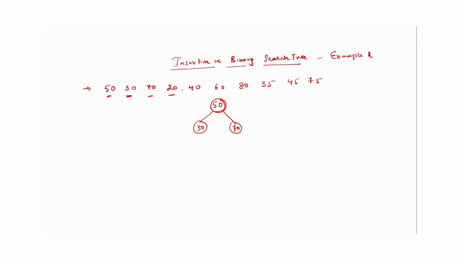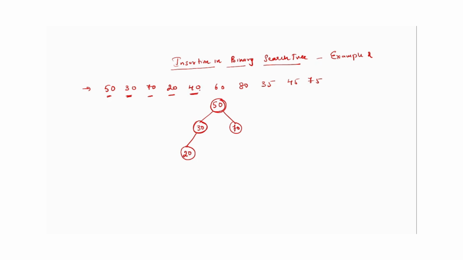Now comes 20. Now, how do you insert 20? Traverse from the root node. 20 is less than 50, therefore move to the left. 20 is less than 30, move to the left. There is nothing to the left, therefore insert 20.